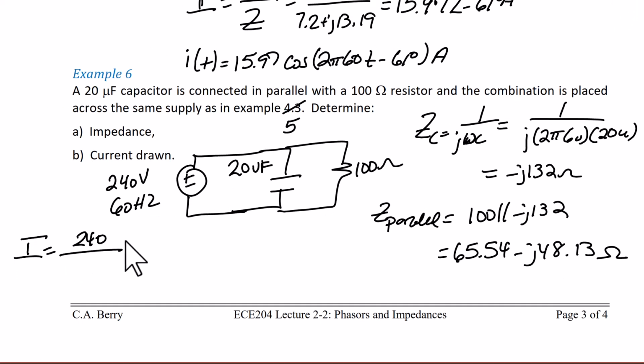So the current I is equal to V over Z, which is 240 with an angle of 0 degrees, divided by 65.54 minus j 48.13. So the current is 3 with an angle of 37 degrees. And this concludes today's lecture on phasors and impedance.